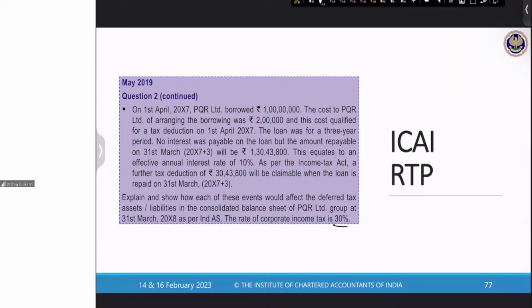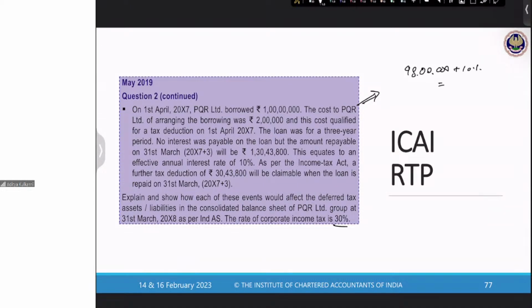Fair enough. So this last one is going to be your financial instruments. So the carrying amount of the loan is going to be how much? 98 lakhs.